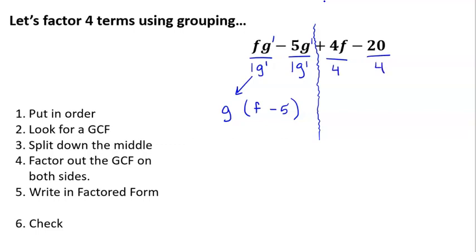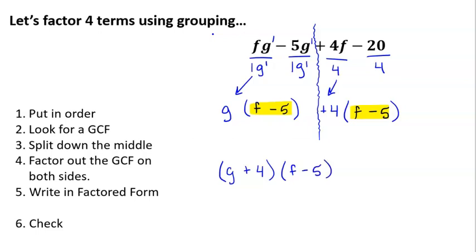And then there's no variables that show up in both. So now we've got a positive 4 divided by 4 gives us 1f. And then negative 4 divided by 4 gives me negative 5. And then from here we can see that we have those two expressions in both. And so now we can write g plus 4 and then f minus 5. And that's all there is to it.